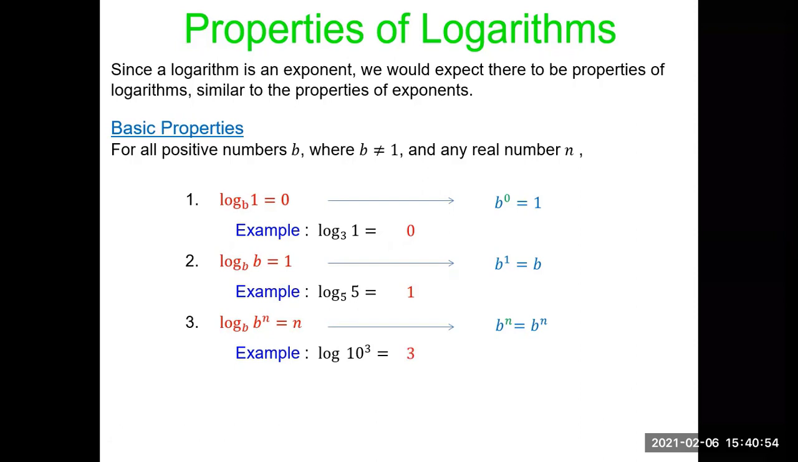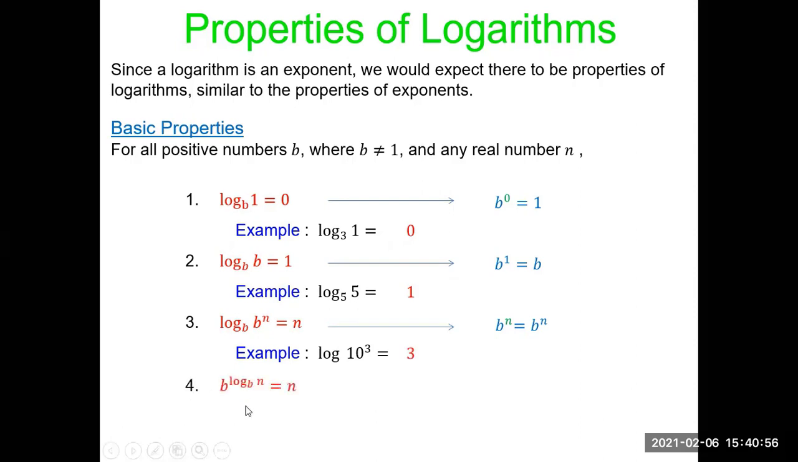Now this is the inverse property of number 4. This is saying if the logarithm has a base of b, as does the exponent, this one down here is saying if the base is b raised to a power that's a logarithm. Either way we look at this, the output is going to be n.